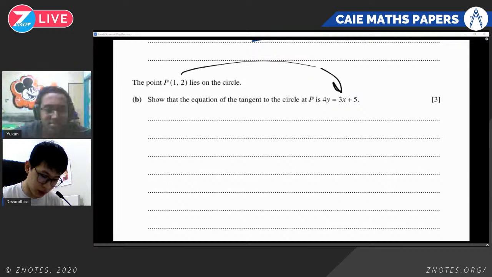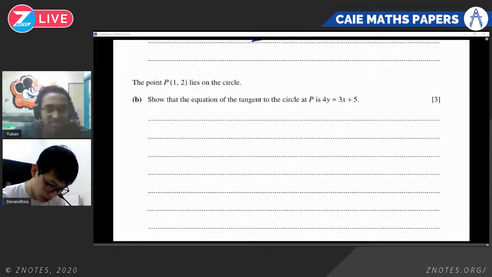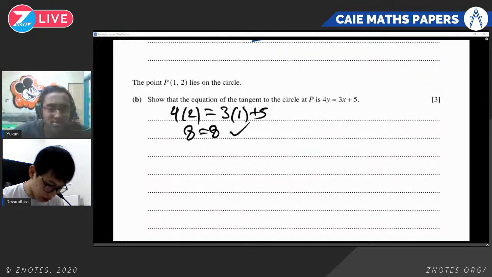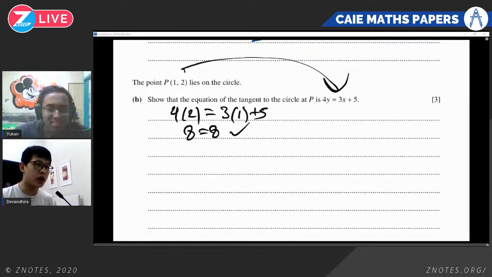You want to put P here or what? Yeah. All right. So when we put P there, that means 4 times 2 is equal to 3 times 1 plus 5. We have 8 is equal to 8. Check. P is really in here.